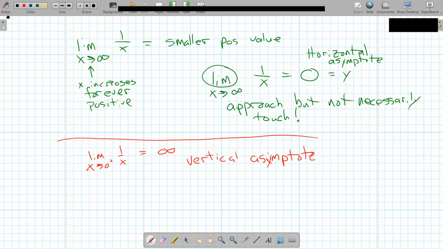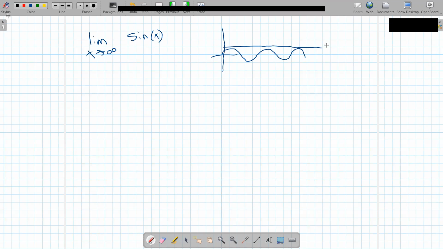Another way limits cannot exist is because they just won't settle down. So a couple of examples, the limit as x increases forever for, say, the sine of x. We know that the sine of x starts off at the origin and then oscillates. And it just goes up and down forever and ever and ever. And it does so between y equals 1 and y equals -1. And it depends on which number you pick for x. Sometimes you're closer to 1, sometimes -1. So this limit right here does not exist because it doesn't settle down.